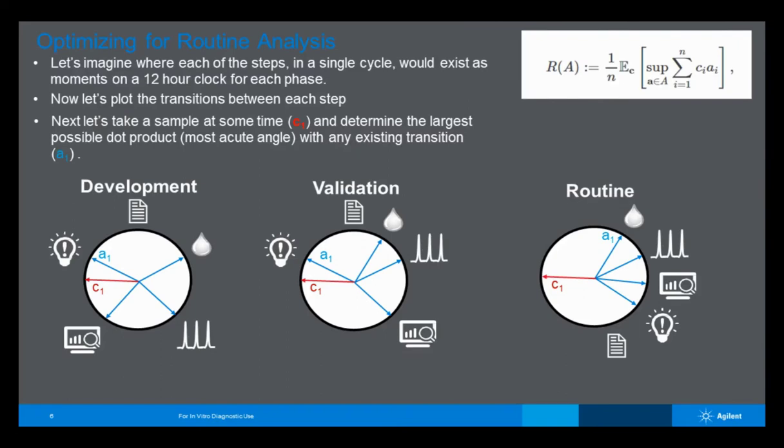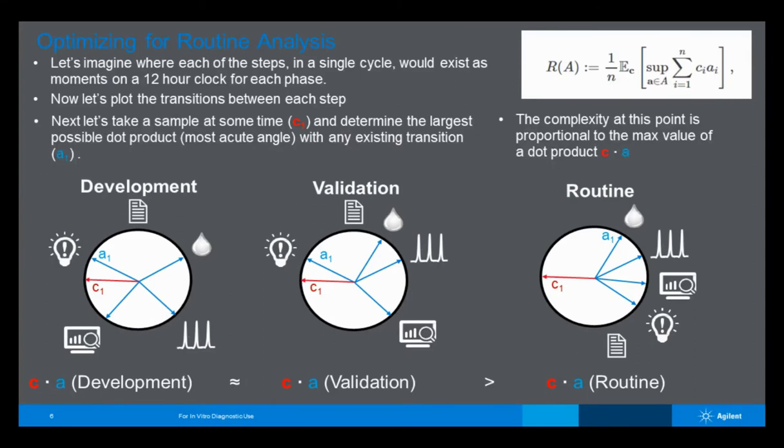Whereas in the routine side, it's quite a ways away from all of the transitions of the inflection points that we talked about. So you can see that the complexity at this point is proportional to the value of the dot product, or the max value that you can have. And you can also see that while the development phase and the validation phase are relatively equal, they're vastly greater than the routine phase there too.